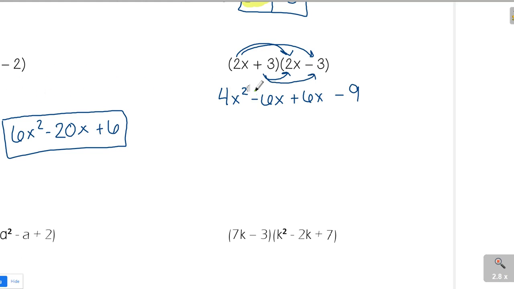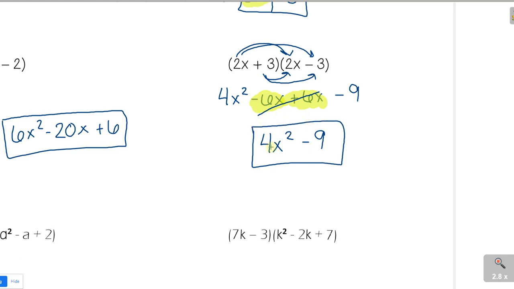Combine your like terms. Negative 6x plus 6x, that is 0. So that just cancels out there. So bring down 4x squared minus 9. And it's okay if it cancels. It's a special product there that we will discuss later on.